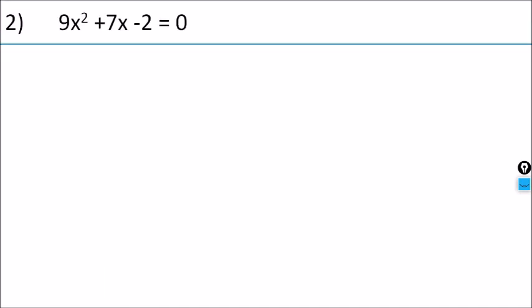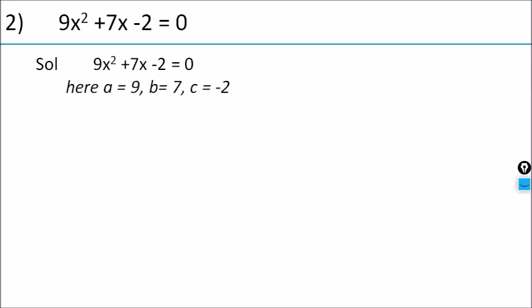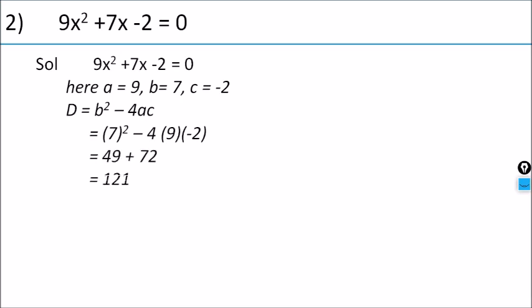This is another problem where 9x square plus 7x minus 2 equals 0 is given to you. Identify the values of a, b, c, which are 9, 7 and minus 2. Then find the value of D, and the value for D comes to be 121. Since D is greater than 0, real roots are possible.